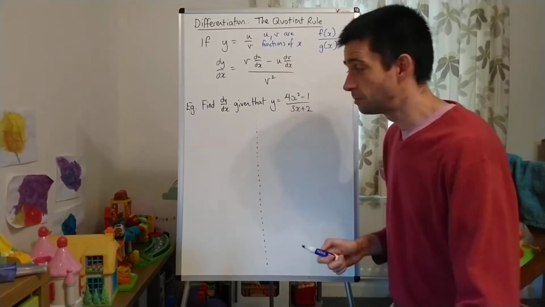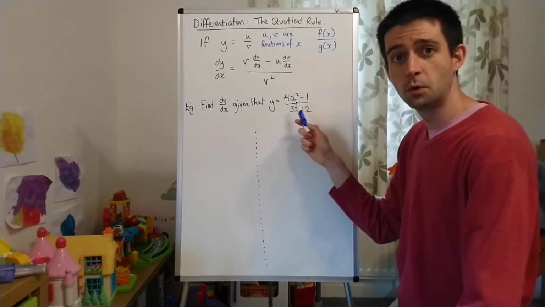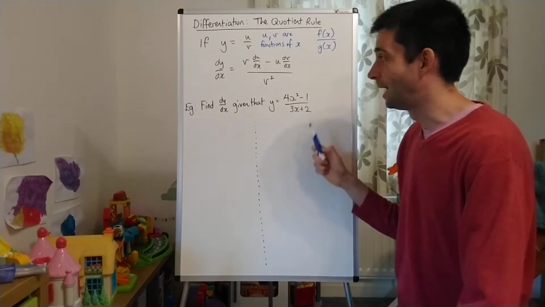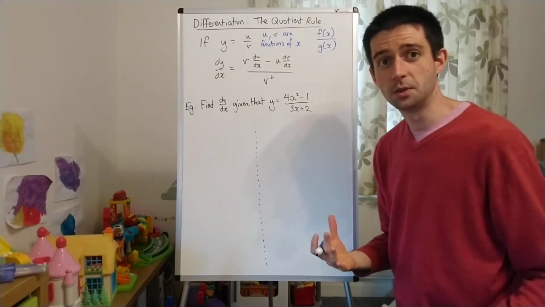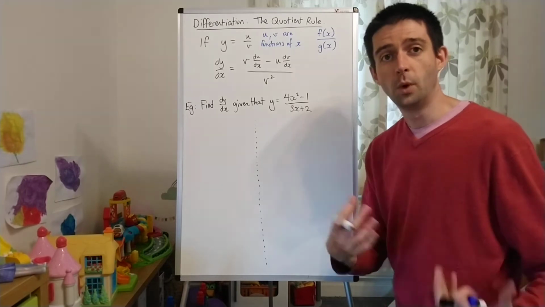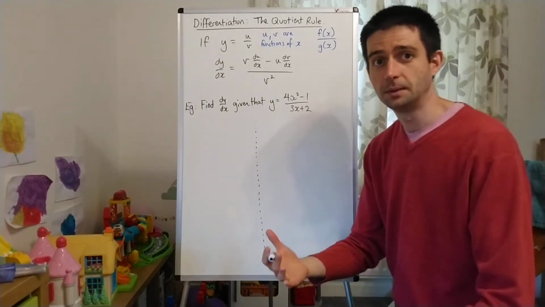Okay, so here's an example. We're going to find dy by dx given that y equals 4x squared minus 1 all over 3x plus 2. And the first thing that we need to do is identify which of those two functions is u and which of those two functions is v.